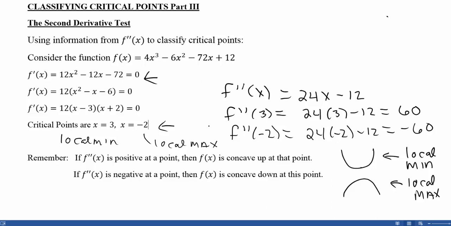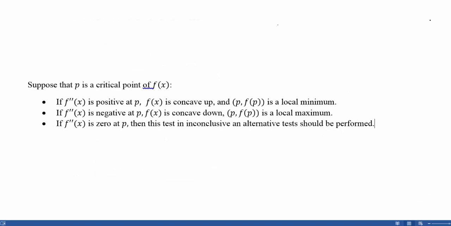Let's see how that's written. Suppose that P is a critical point of f of x. If the second derivative is positive at P, that means that the original function is concave up and that your critical point is a local minimum. If the second derivative is negative at P, the original function is concave down, and therefore your critical point is a local maximum. And if your second derivative is 0 at P, that means that this test is inconclusive, and you should do one of the other tests to determine if you have a local maximum, minimum, or neither.